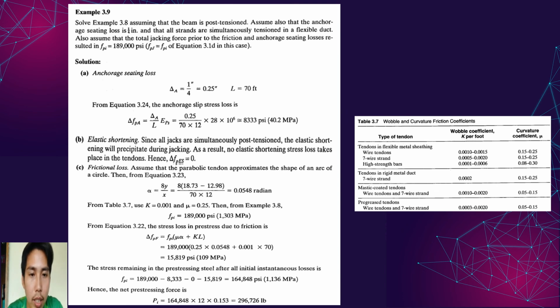The stress remaining in the prestressing steel after all initial instantaneous losses is F sub pi equals 189,000 minus 8,338 minus 0 minus 15,819 equals 164,848 psi. Hence, the net prestressing force is P sub i equals 164,848 times 12 times 0.153 equals 296,726 pounds, compared to P sub i equals 11,376 pounds in the pretension case of example 3.8.